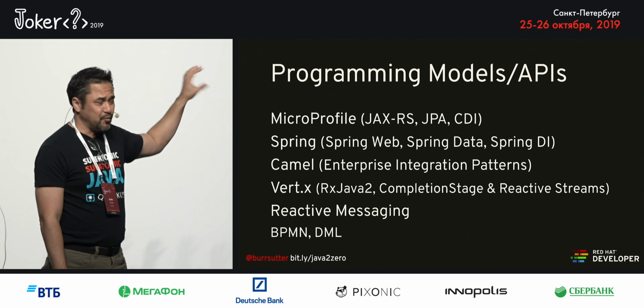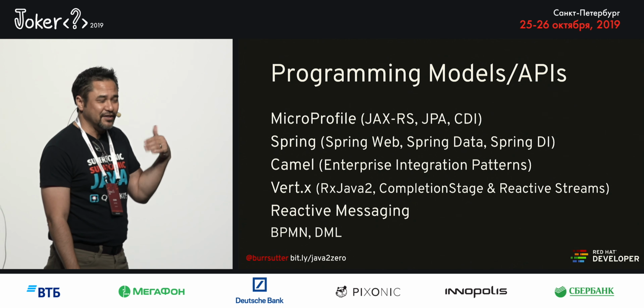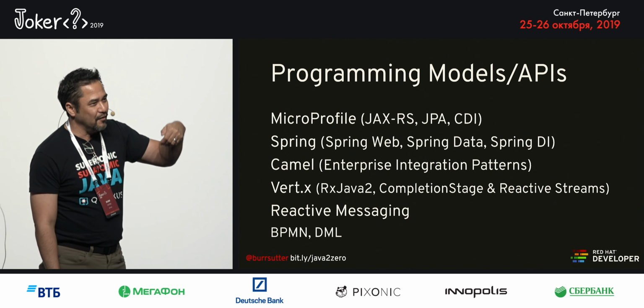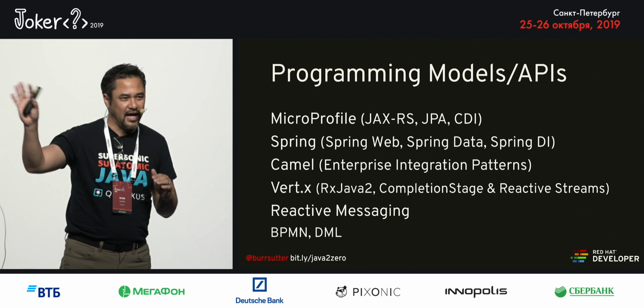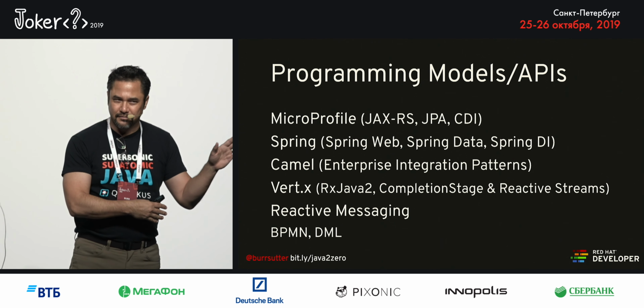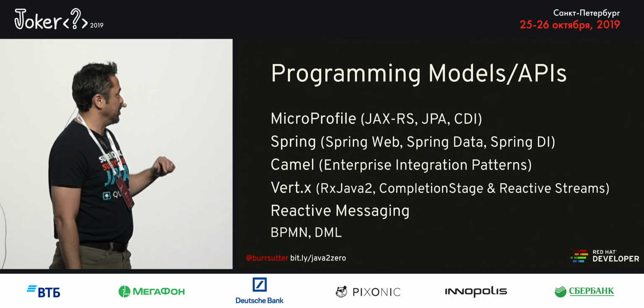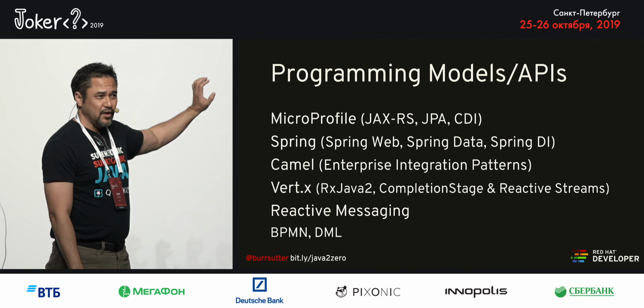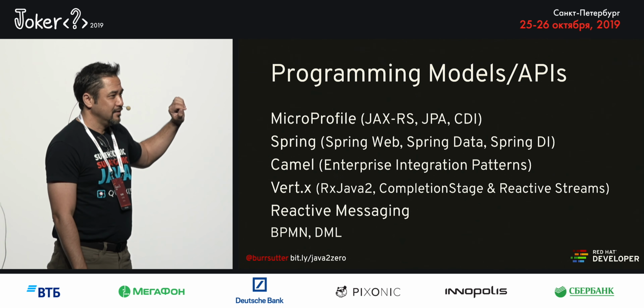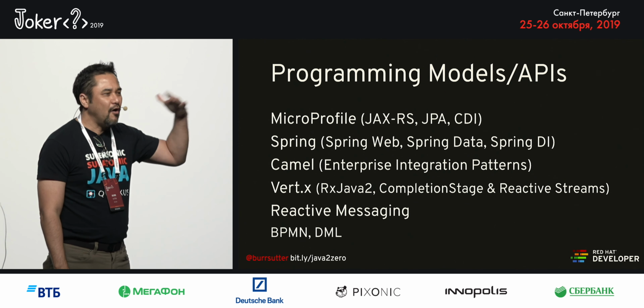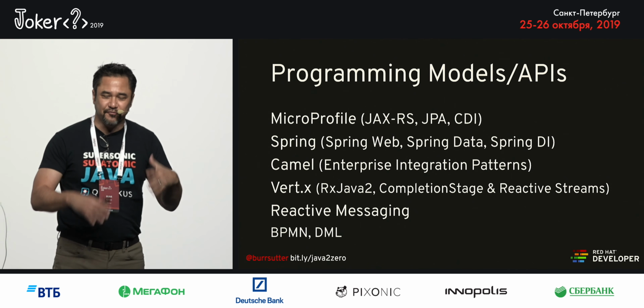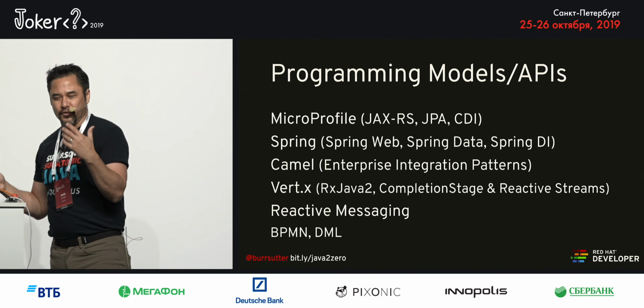Reactive messaging is a brand new specification that actually is very interesting because it allows you to do inbound, let's say Kafka, and outbound ActiveMQ, or vice versa, or Kafka to Kafka or ActiveMQ. So it's a really great streaming programming model. Then there's BPMN, all right? Business process modeling notation, or DMN, decision model and notation. So in other words, we're working really hard to bring all these different programming models and APIs and frameworks to this different platform called Quarkus.